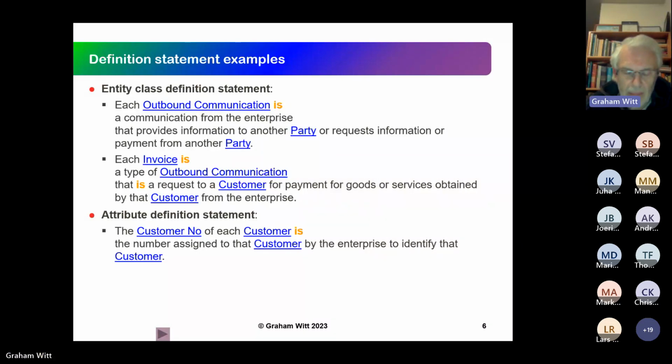Now, I'll bring up that issue of atomic definitions or atomic statements that I referred to earlier. One might be tempted to include in this attribute definition that the customer number is unique. Well, we do need a statement to that effect, but it should not be included in this one. One statement is that the customer number is something or other, as we've said here. Another statement gives us the rule that customer numbers are unique.